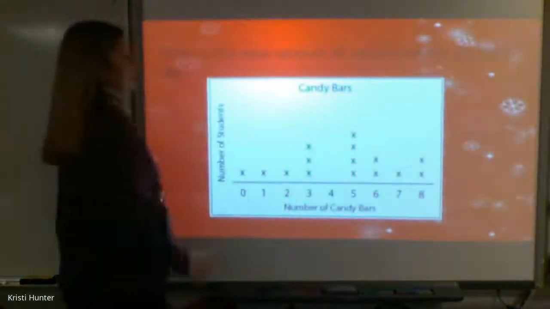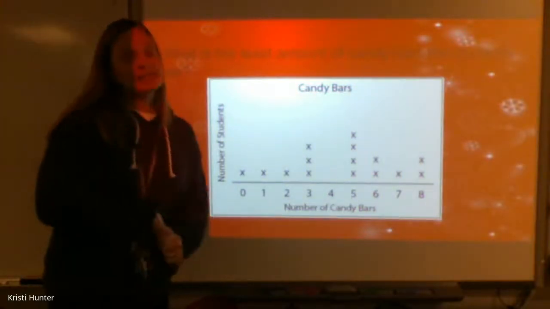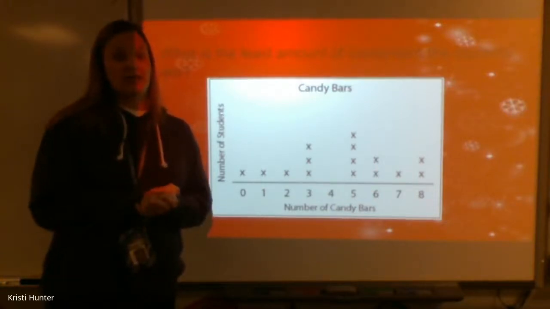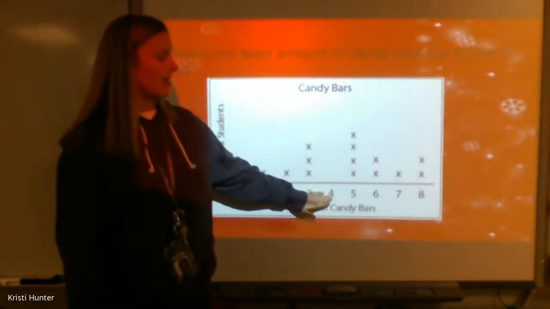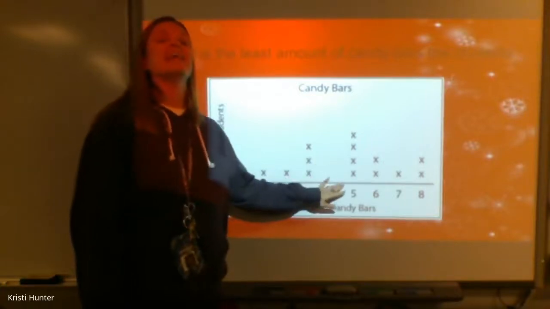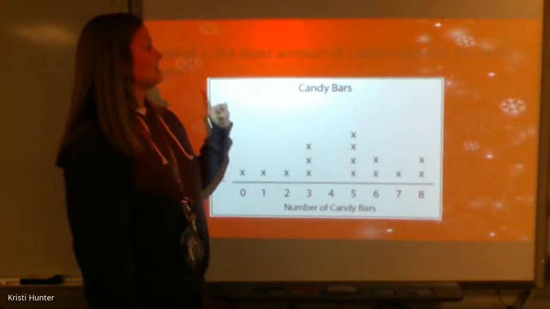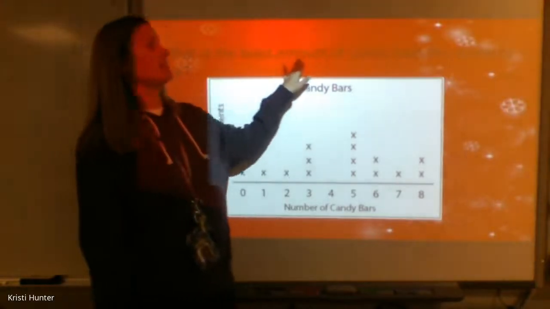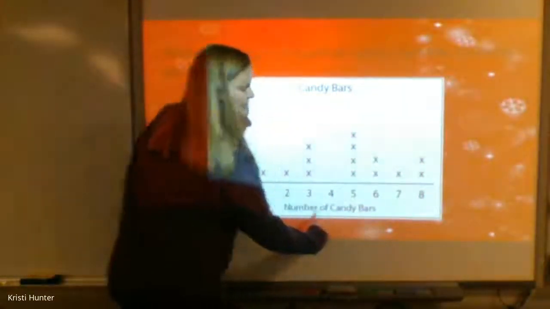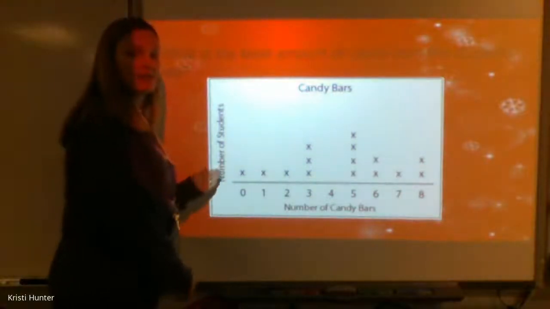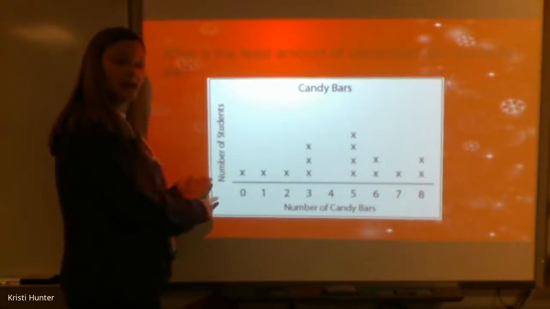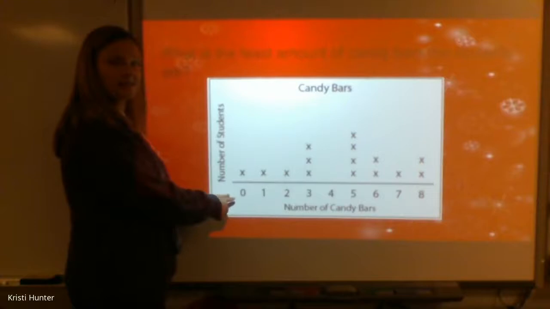All right. How about this question? What is the least amount of candy bars a student ate? Now, here's where I don't want you to get confused. I understand that 4 has nothing on it. So that means the least amount of kids did number 4. But that's not my question. What is the least amount of candy bars? Remember, my candy bars are across the bottom. So my least number of candy bars is over here to the left. We had one child eat 0 candy bars. So 0 is my least number.